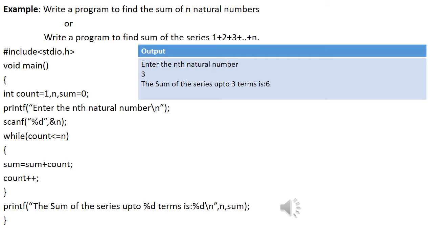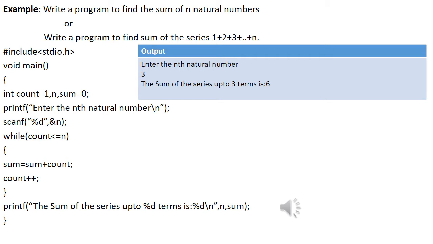Next I have made use of variable n to accept the nth natural number from the user. Then sum is used to compute the sum of the series, and I have initialized it to 0. Next, the scanf statement there will accept the input from the user. Next, the while loop: while count is less than or equal to n. Initially count is 1.